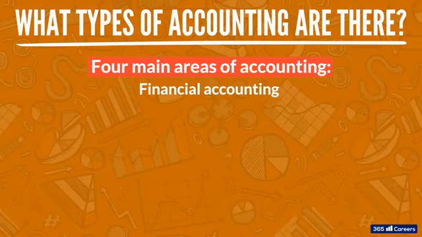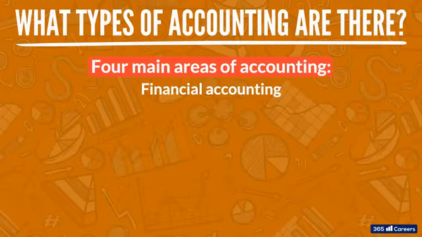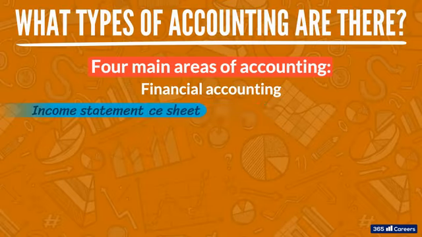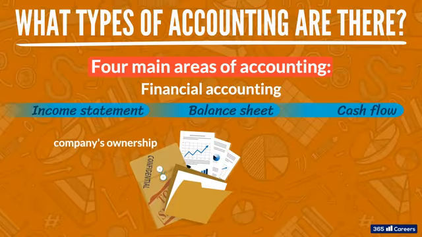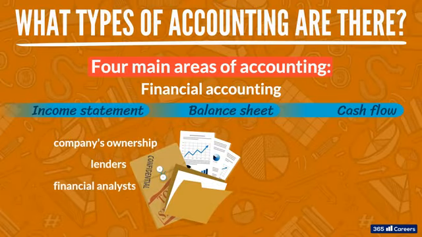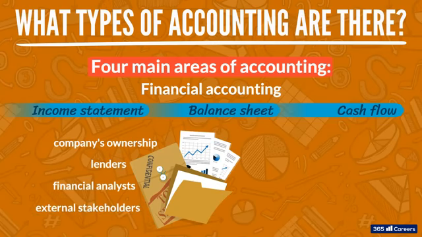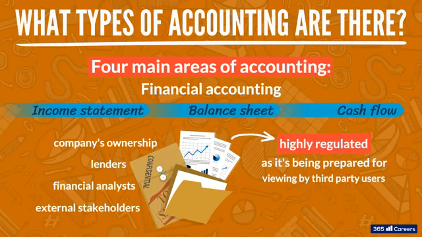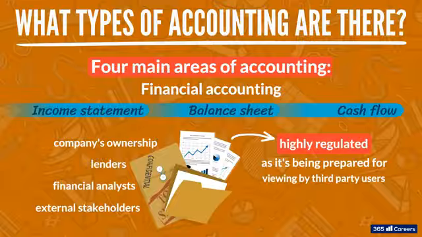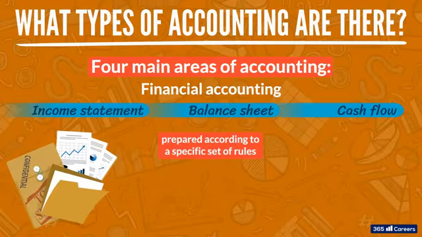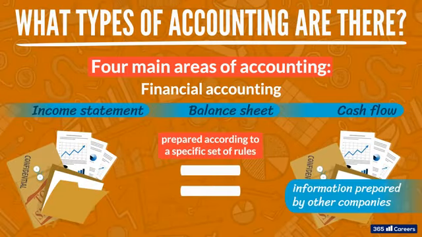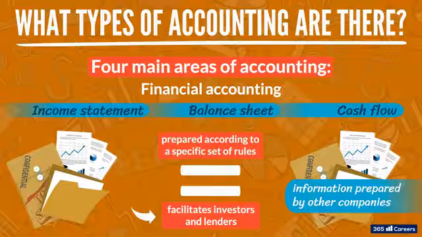Then we have financial accounting, which focuses on the three main statements: income statement, balance sheet, and cash flow. It is prepared for the company's ownership, its lenders, financial analysts, and for other external stakeholders. It is highly regulated given that the information is prepared for third-party users, and they should be able to read it without having inside information. The fact that the information is prepared according to a specific set of rules renders it comparable with the one prepared by other companies, which, in turn, facilitates investors and lenders.